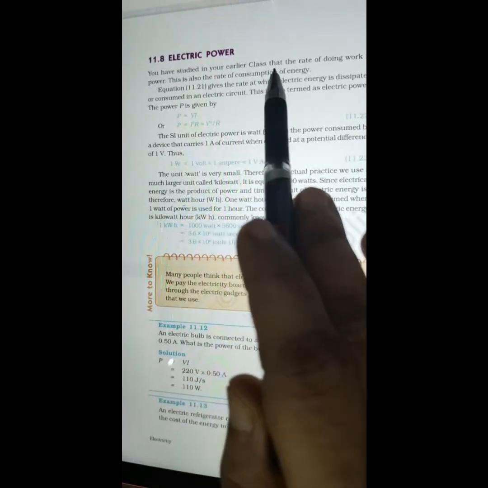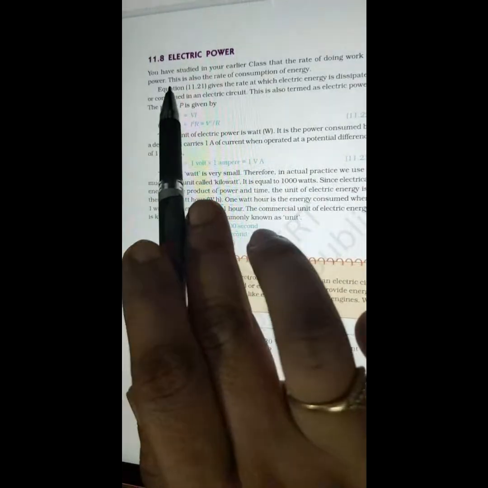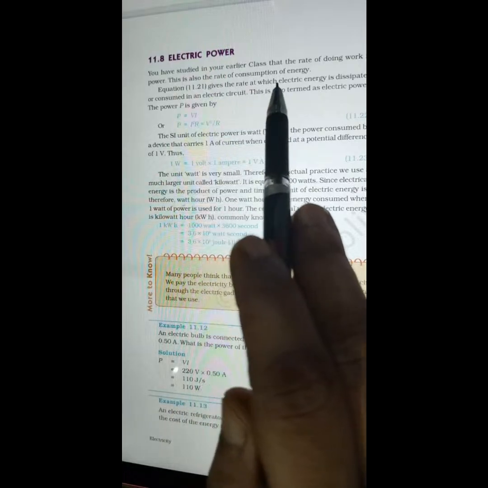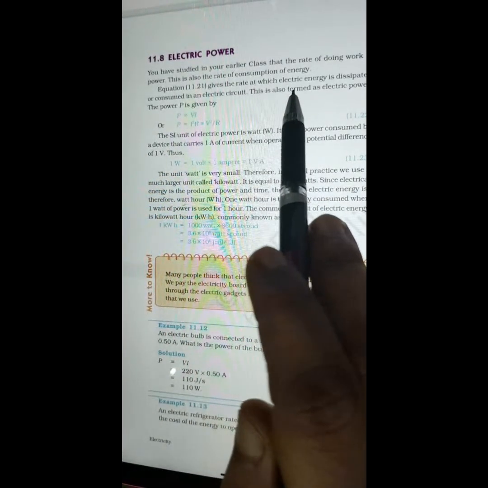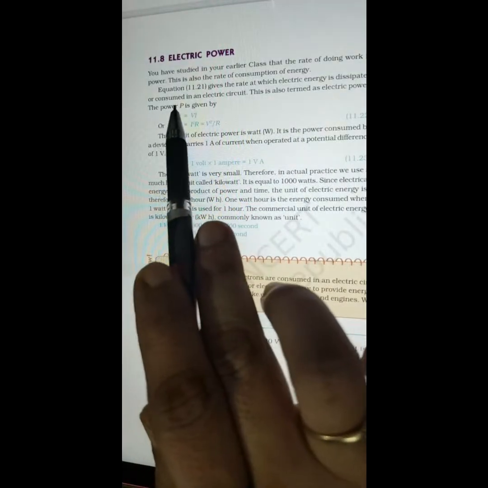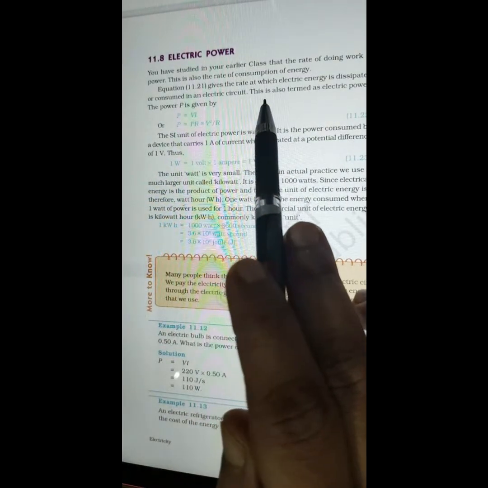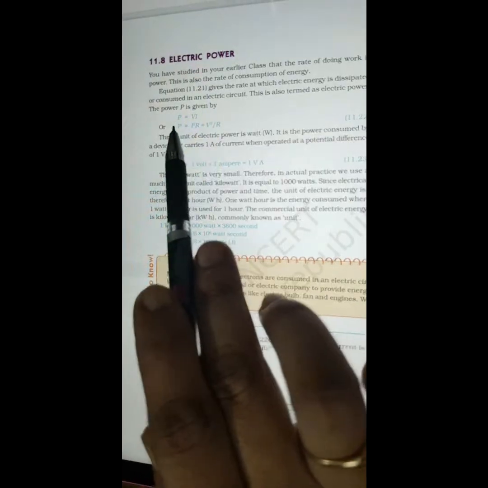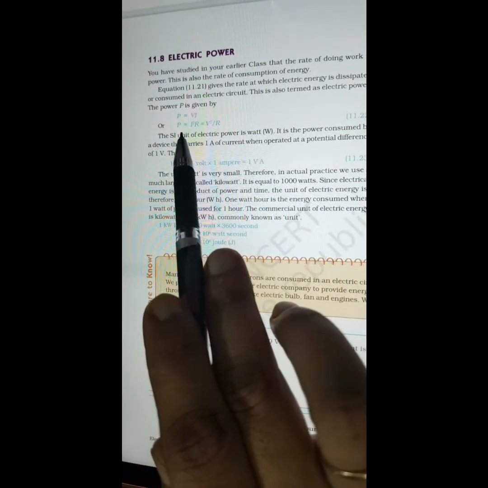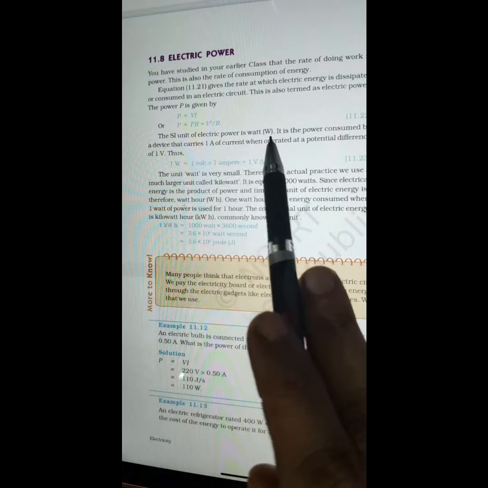11.8 Electric power. You have studied in your earlier class that the rate of doing work is power. This is also the rate of consumption of energy. Equation 11.21 gives the rate at which electric energy is dissipated or consumed in an electric circuit. This is also termed as electric power. The power P is given by P is equal to VI, so P will become V square by R. The SI unit of electric power is watt or W.